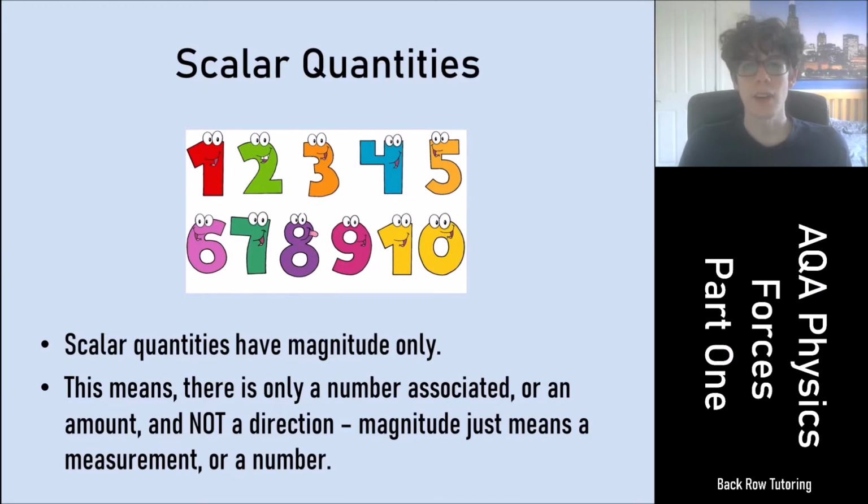So scalar quantities have magnitude only. This means there is only a number associated, or an amount. There is not a direction associated with scalar quantities. Magnitude just means a measurement or a number. So scalar quantities have no direction, just a number.